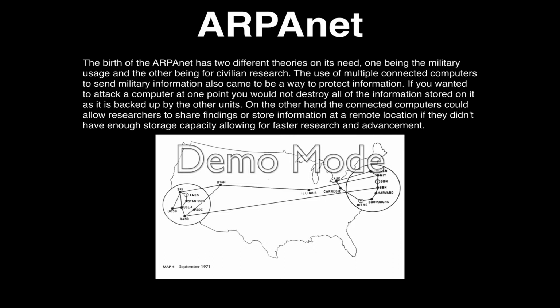The civilian side was used mostly by universities. They would actually share information back and forth. They could send findings, store information, and all that. If they didn't have enough room to store the basis of their experiments, they could send it to another area to store. So that was basically the two different ideas. Nobody really knows exactly which way it was, but either way came to be.